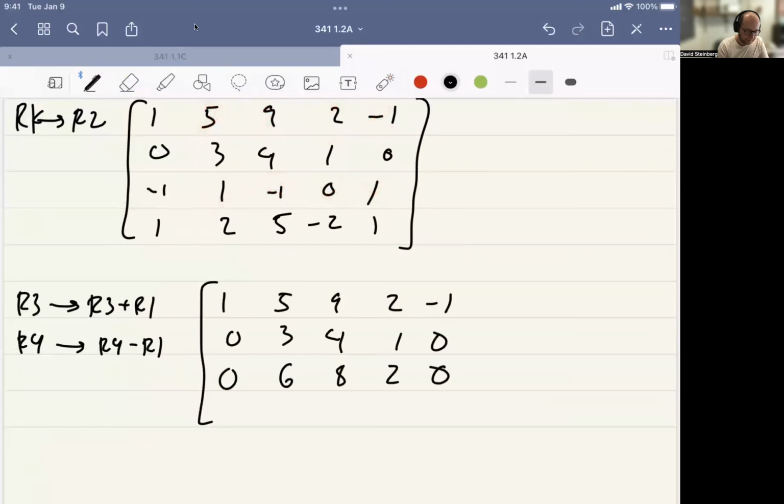And row 4 becomes row 4 minus row 1. So 0, 2 minus 5 is -3. 5 minus 9 is -4. -2 minus 2 is -4. 1 minus -1 is 2.